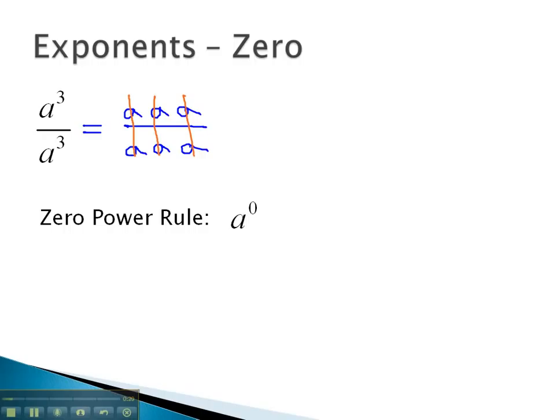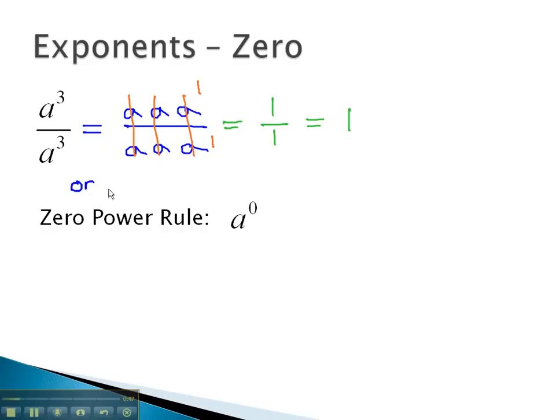However, we recall that when everything divides out, there's always a 1 left over in the numerator and denominator. This means our expression simplifies to 1 over 1, or just 1.